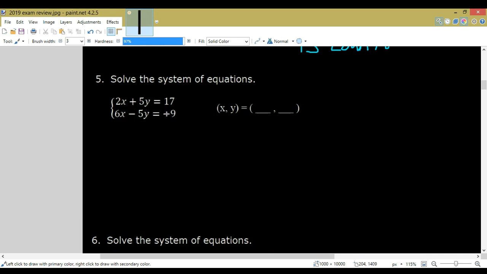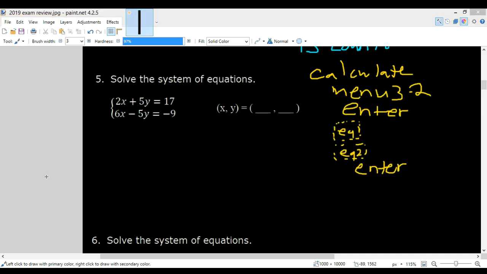Number 5, solve the system of equations. 2x plus 5y equals 17, and 6x minus 5y equals negative 9. So you could always put this in the calculator. Menu 3-2, enter, type the first equation in the first box, go down, second equation in the second box, and enter. It will give you the answer x comma y. But I'm going to show you how to do it using elimination.